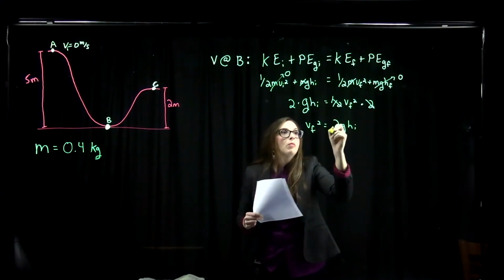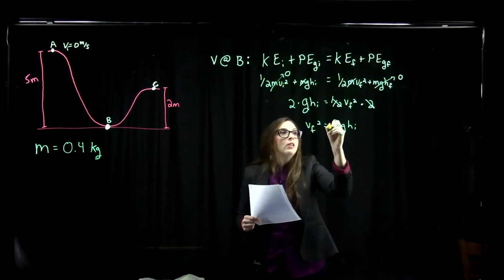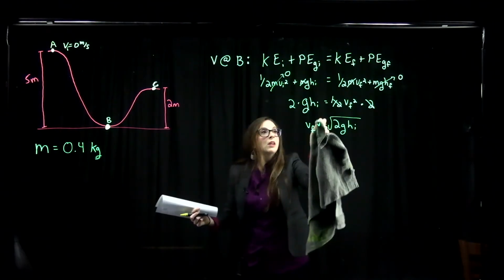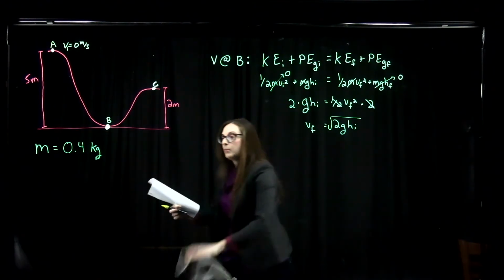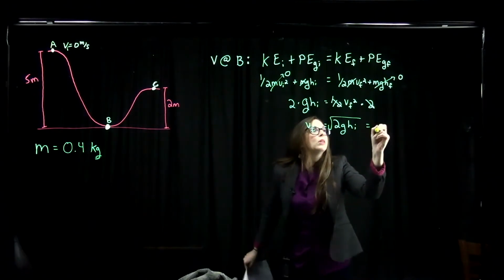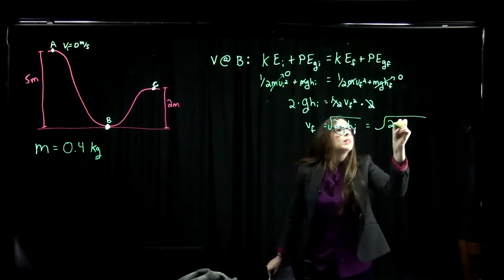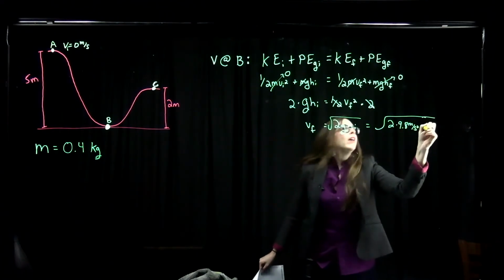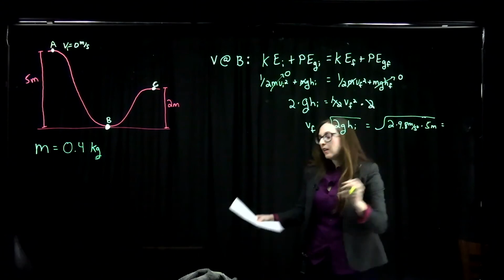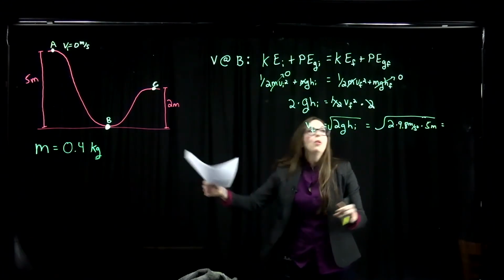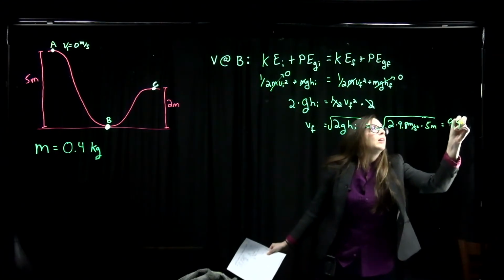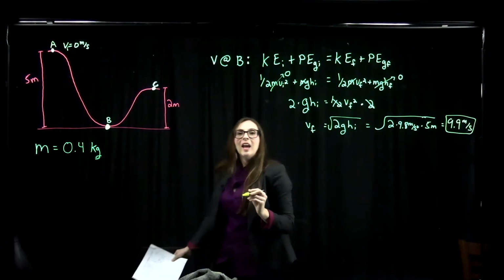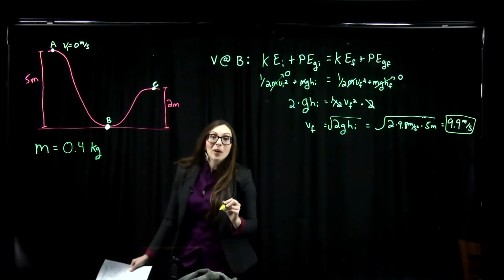If we take the square root of both sides, then we'll see that v final is equal to the square root of 2 times our acceleration due to gravity times our height above the ground. So that's equal to the square root of 2 times 9.8 meters per second squared times 5 meters, which was our initial height. And so that gives us a final velocity at point B of 9.9 meters per second. All right, easy. And now let's find our velocity at point C.